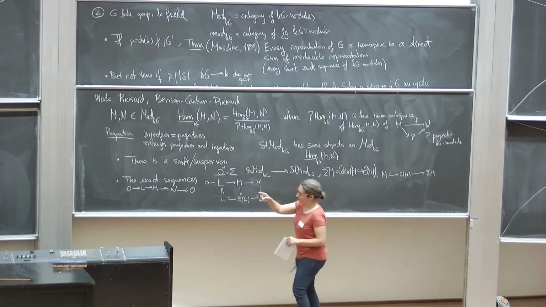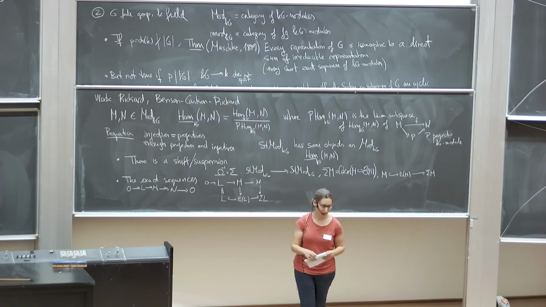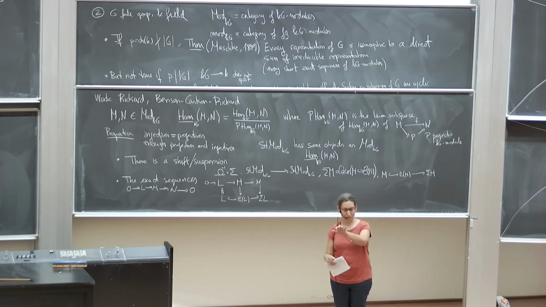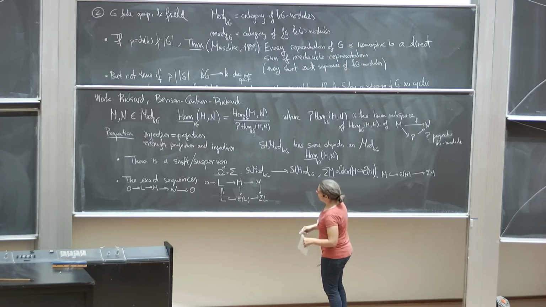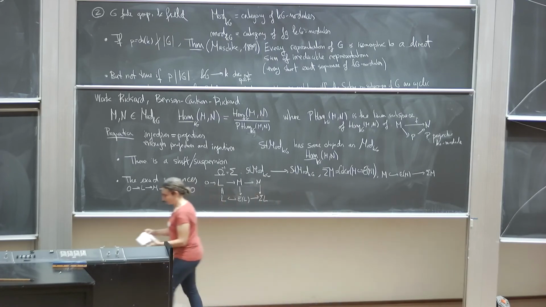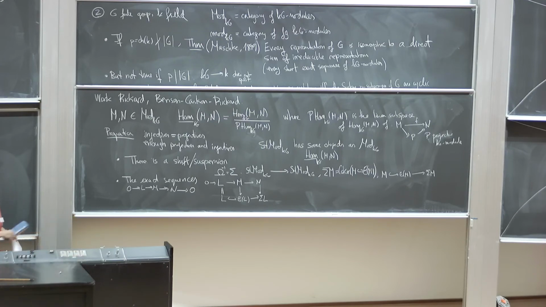And this mimics also what happens in the stable homotopy theory, that you have a cofiber sequence that you can follow by the suspension, and then you have another cofiber sequence. Right? So we can reproduce much of these constructions that we have in the stable homotopy theory.